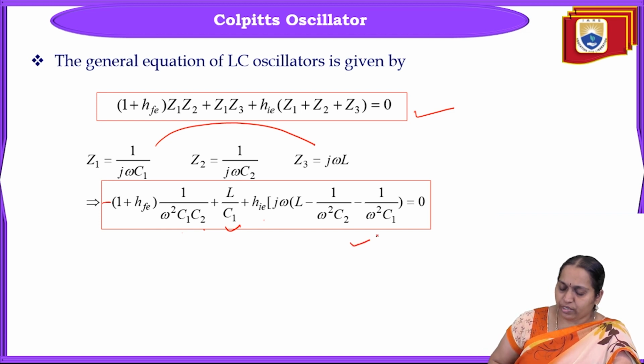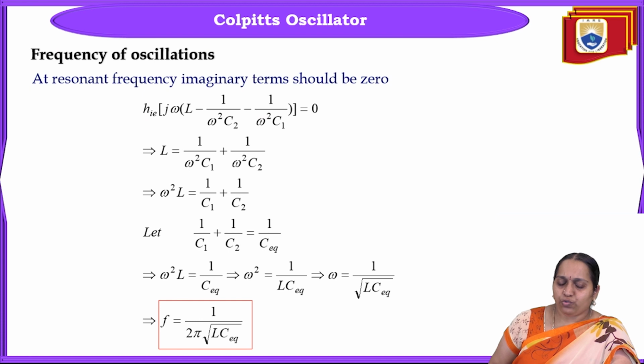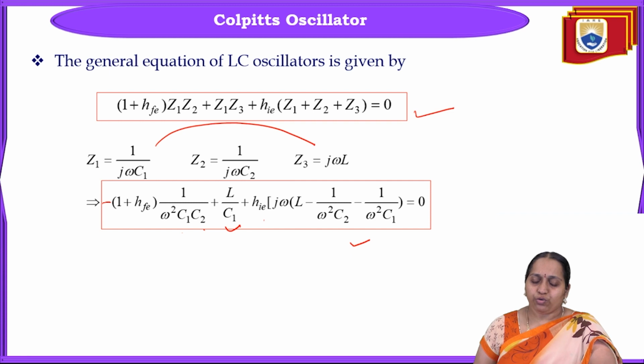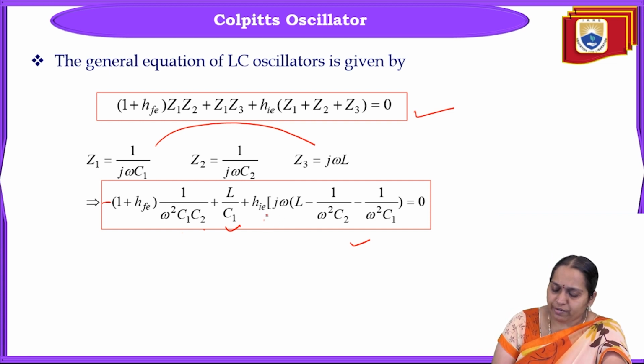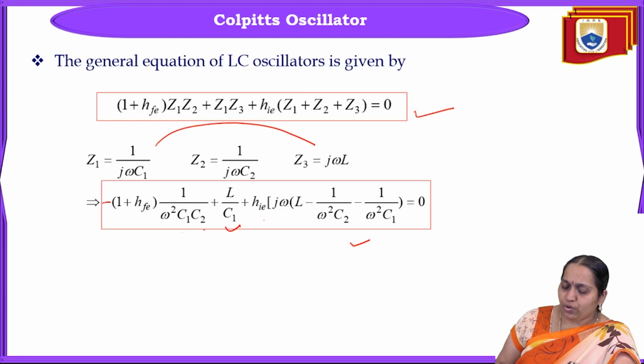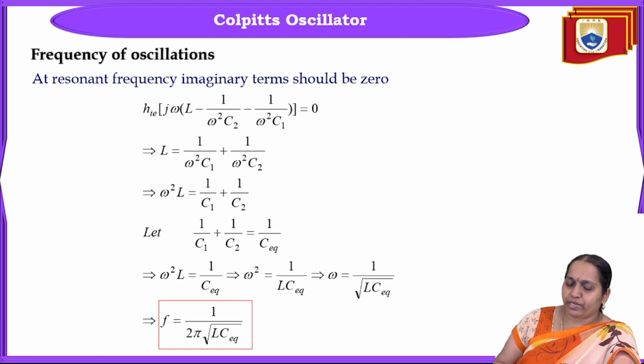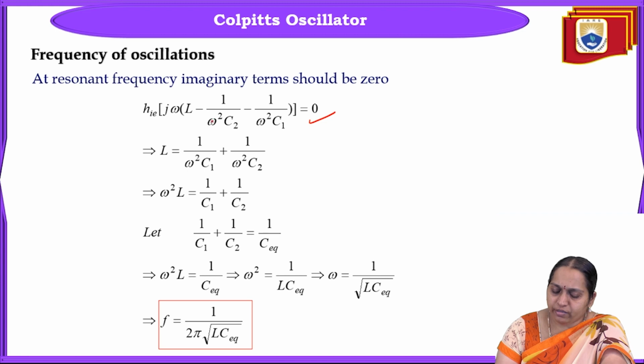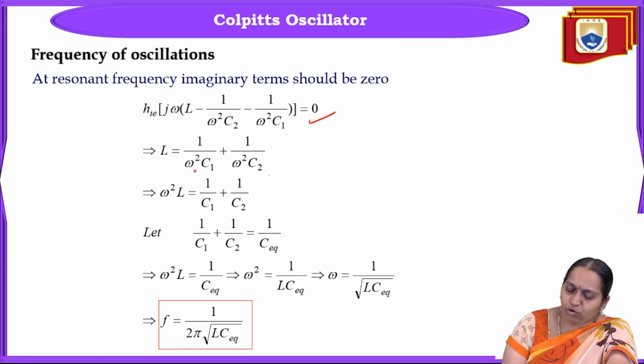Then, to find the frequency of oscillations as we have done earlier, we'll just equate the imaginary part to 0. What is the imaginary part in this equation? HIE omega into L minus 1 by omega square C2 minus 1 by omega square C1 equal to 0. Taking all the negative terms to the other side, you'll have L equal to 1 by omega square C1 plus 1 by omega square C2. Or taking omega square to the left side, you'll have omega square L equal to 1 by C1 plus 1 by C2.